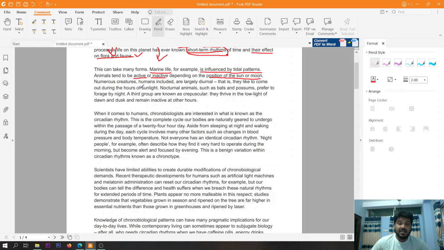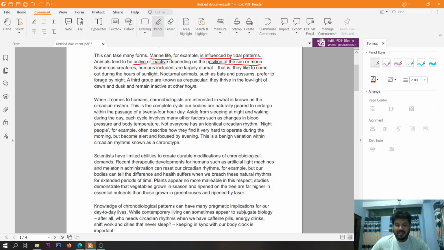Now, numerous creatures, humans included, are largely diurnal. That is, they like to come out during the hours of sunlight. Nocturnal animals, such as the bats, possums, prefer to forage by night. A third group are known as whatever. Let's not go to the pronunciations. They thrive in the low light of dawn and dusk and remain inactive at other hours.